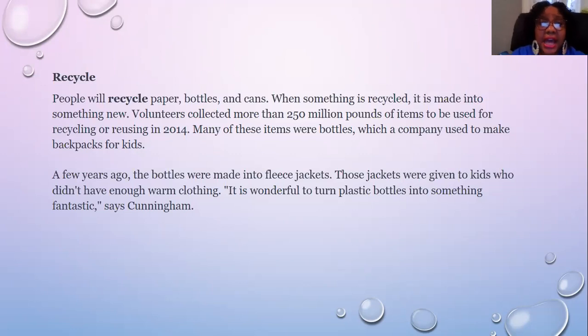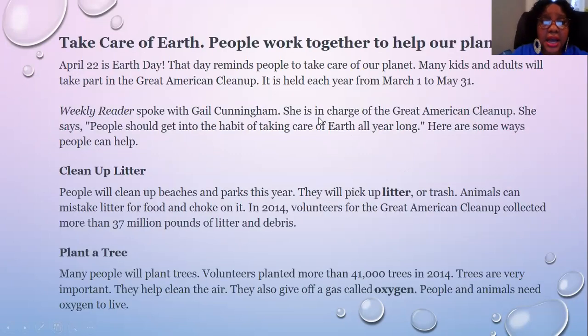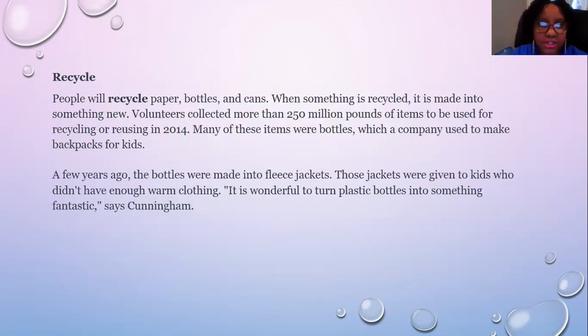We just read the subheading, recycle, and all of the information underneath that was about recycling, why it's important, who recycles, and for what reason. And so now we know that this text had 3 subheadings. One was clean up litter, one was plant a tree, and one was recycling.